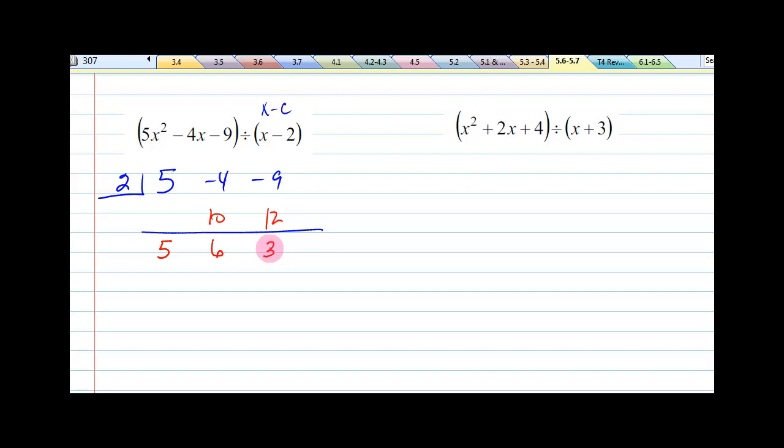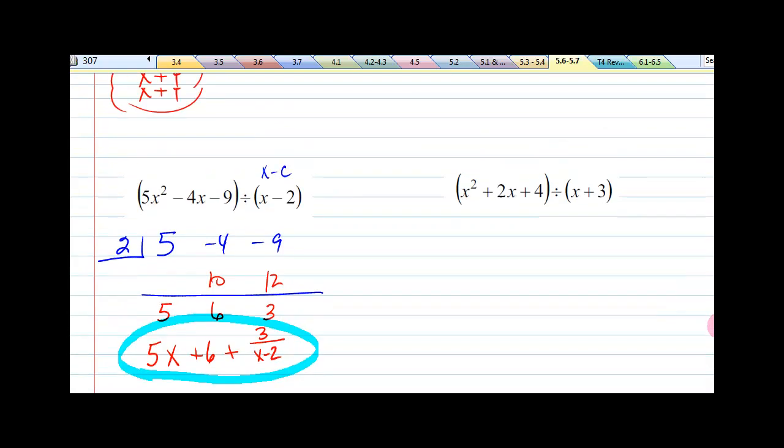Now let's write the answer. If my dividend, or my original polynomial, started with the highest power again of x squared, then my answer is going to start as an x. The 5 is the coefficient. Here this is a 6, positive 6, and I write my remainder just like I wrote it using long division, where I put my remainder in the numerator, and I use the divisor of x minus 2 as the denominator. And there is my answer for this synthetic problem. Let's try that again.